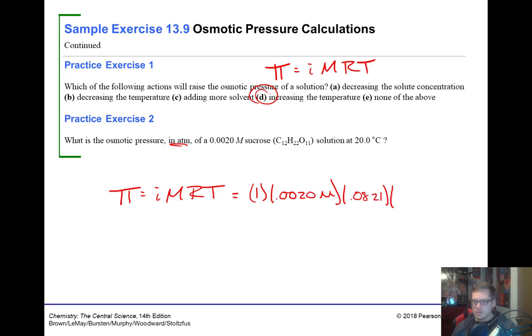And then our temperature, well, that's 20 degrees Celsius. They almost got us. Remember, we got to convert that to Kelvin. So that would be 293 Kelvin. All right, so that'd be 293.